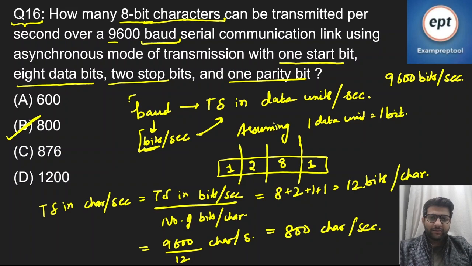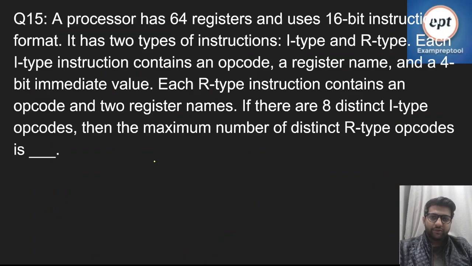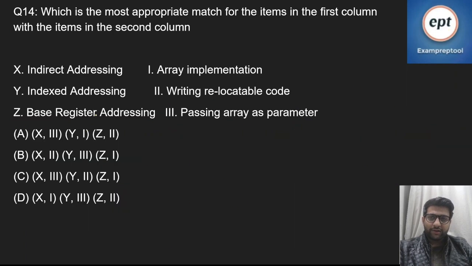So here, just remember what baud is. Don't get confused with what baud is here. I've explained that baud is nothing but the transmission speed in data units per second. So if it is mentioned what the data unit is, you can calculate the value in bits per second by using how many bits are there in one particular data unit. You can solve that question in that manner. So let's move on to question number 14.